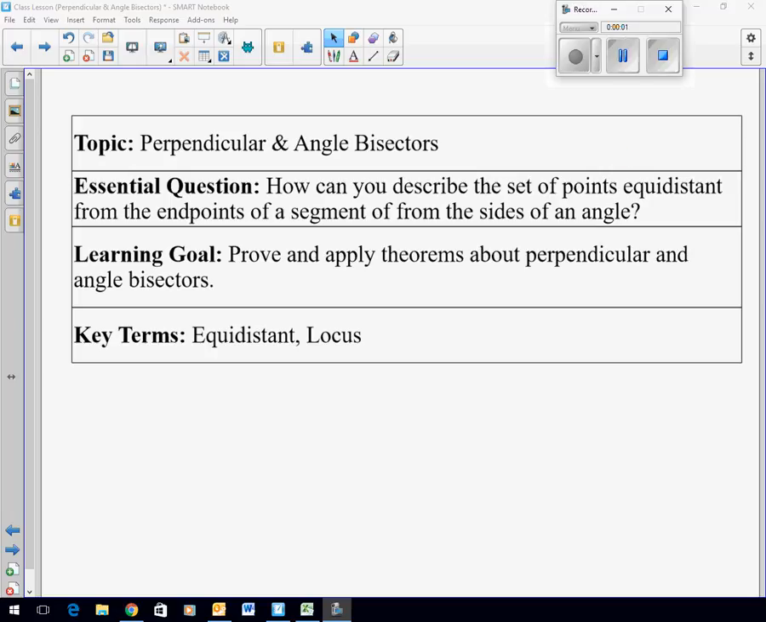Today we're going to be working on perpendicular and angle bisectors. How can you describe the set of points equidistant from the endpoints of a segment or from the sides of an angle? We're going to prove and apply theorems about perpendicular and angle bisectors. Our key terms are equidistant and locus.